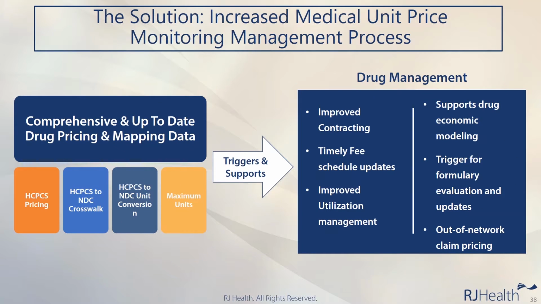So how do you go about doing this within your own organizations? Well, the number one thing that you need, as we mentioned before, is some type of a comprehensive data source, right? You need to know the most up-to-date HCPC pricing. You need to know what NDCs are within specific HCPCs, and this changes readily, especially with products that have generics.